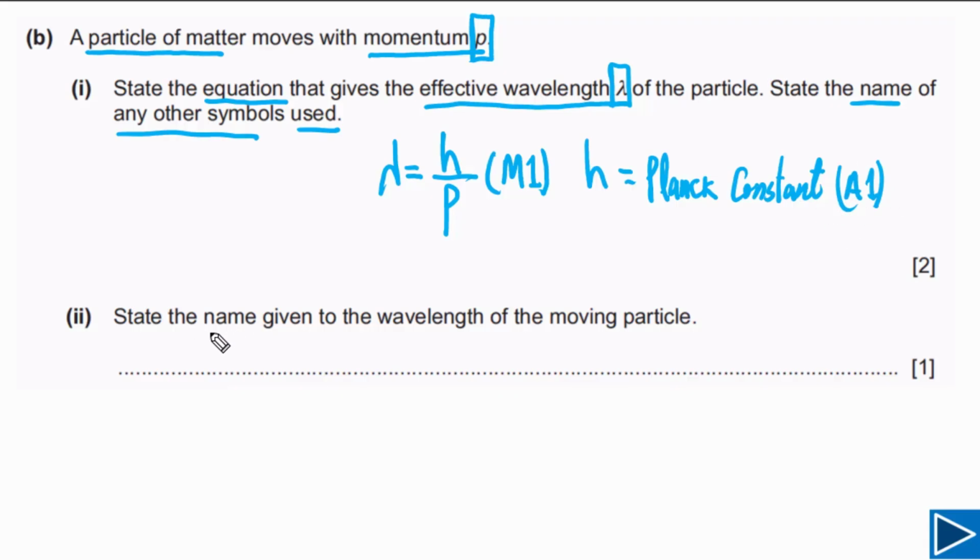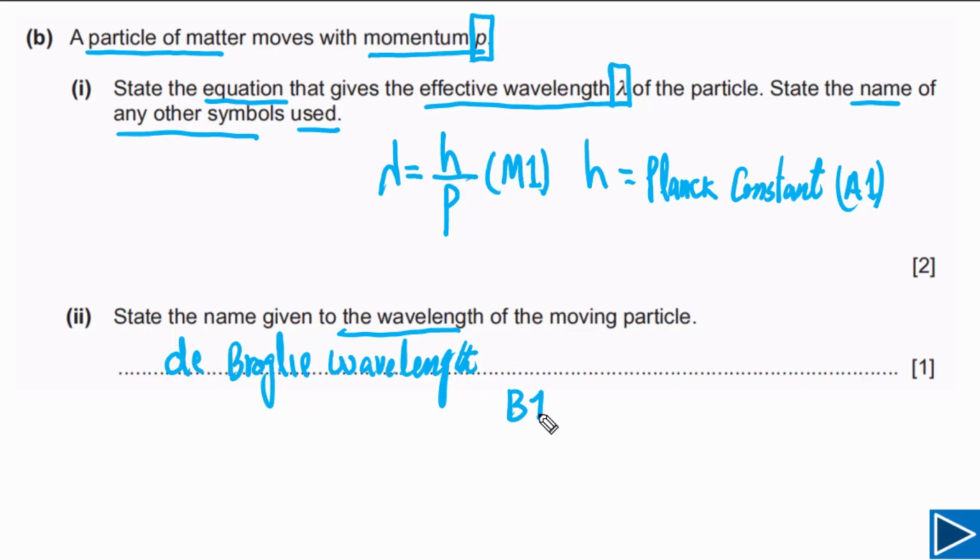It's asking you to state the name given to the wavelength of the moving particle, and that wavelength actually is called de Broglie wavelength, after the scientist who gave the idea of wave nature of particles. De Broglie was the first scientist who proposed that if light can behave as particle, matter can also behave as waves. This part has only 1 mark, and this is a B mark. If you have written de Broglie wavelength, you will get this mark.